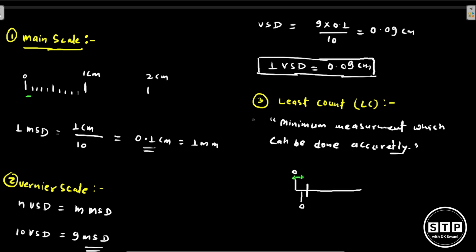So this much is the least distance I can measure using the vernier caliper. This total distance is 1 MSD, and this total distance is 1 VSD. So that's why the least count formula is LC equals 1 MSD minus 1 VSD. This is the least count formula when MSD is greater than VSD. Generally these kinds of questions we will face. Now how to take the measurement? Let's discuss next how to take the measurement.